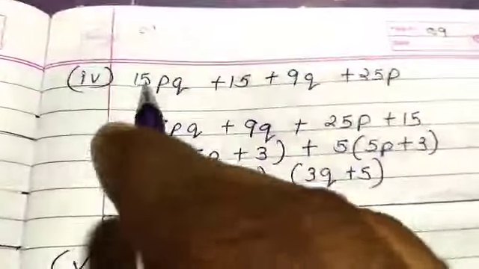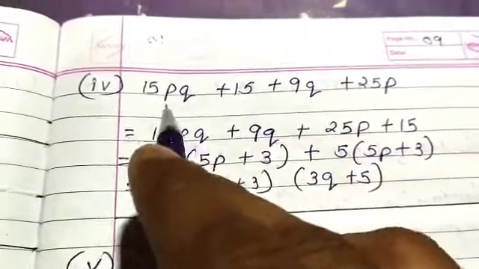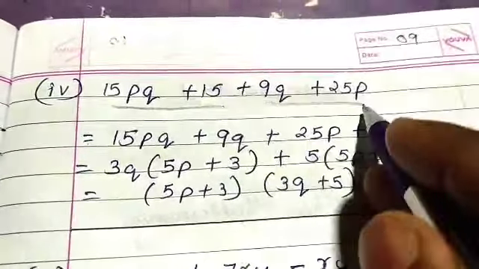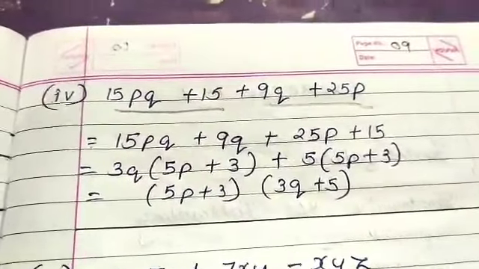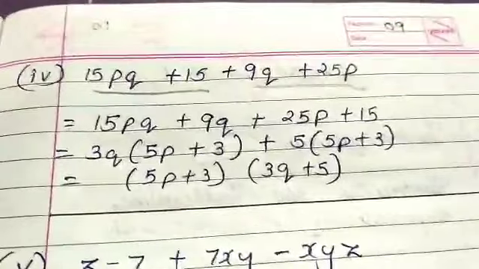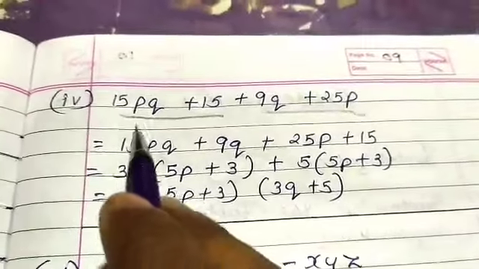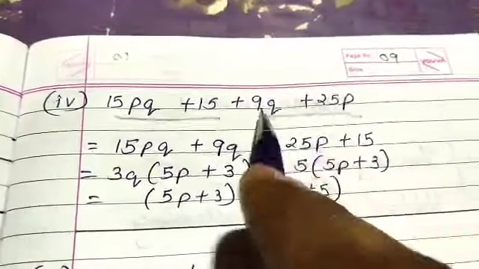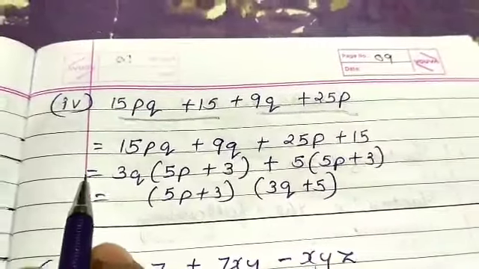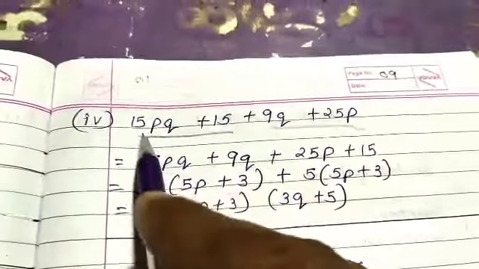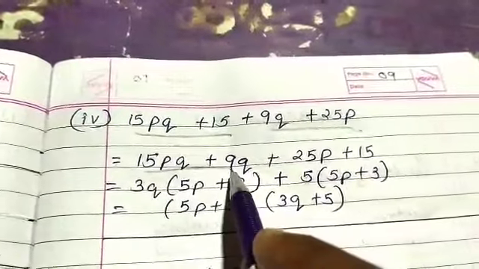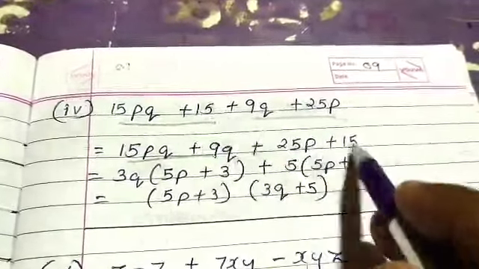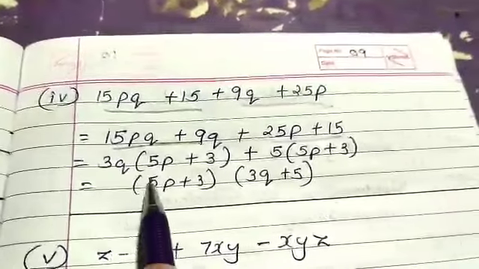Now let us see another sum. 15p cube plus 15, try to make a pair. 9q plus 25p, write in another bracket. Now dear student, here only 15 is common, but here nothing is common. So why not we rearrange the terms? So what you will do, 15p cube plus 9q you write down. Then 15 is there and 25p is there. So write 25p first and 15 over here. By doing such, we can easily find the common factor.